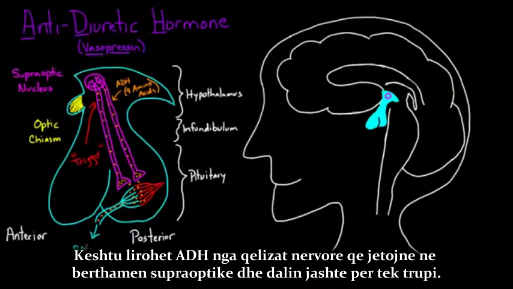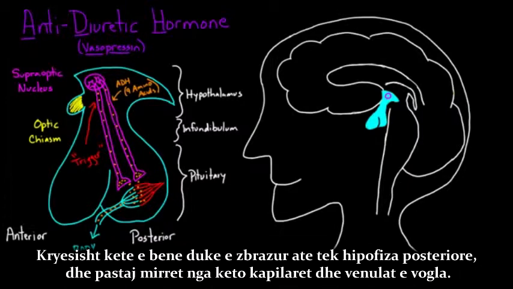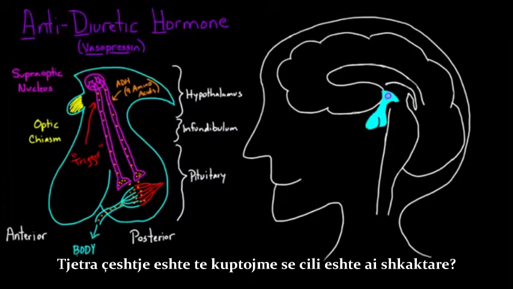So this is how ADH actually gets released out of the nerve cells that live in the supraoptic nucleus and gets out to the body. It basically does it by dumping into that posterior pituitary and getting picked up by all those little capillaries and venules. So I guess the next issue is to figure out what is the trigger.